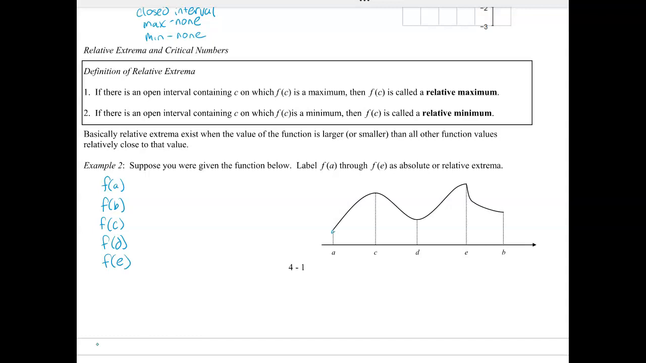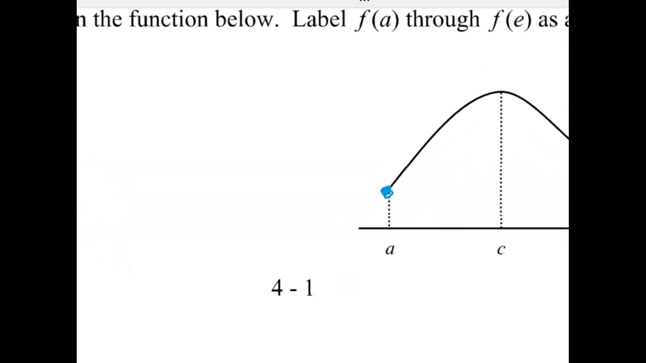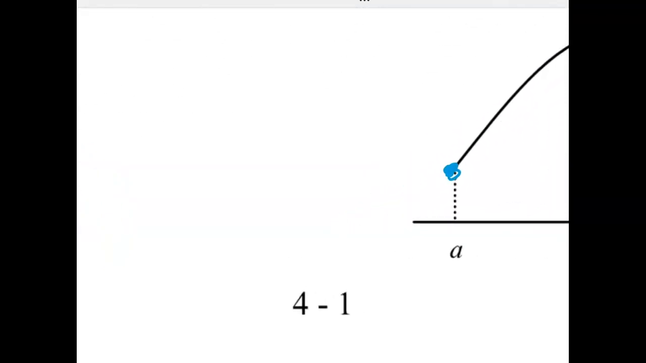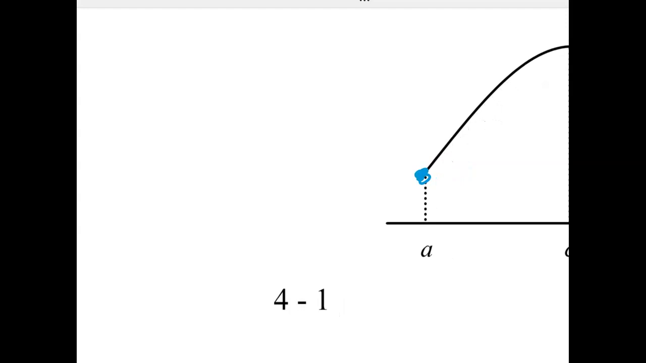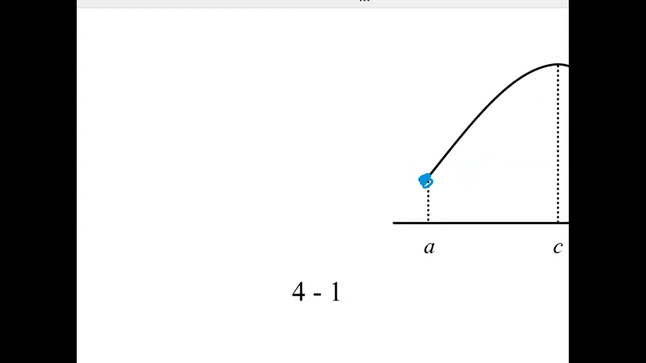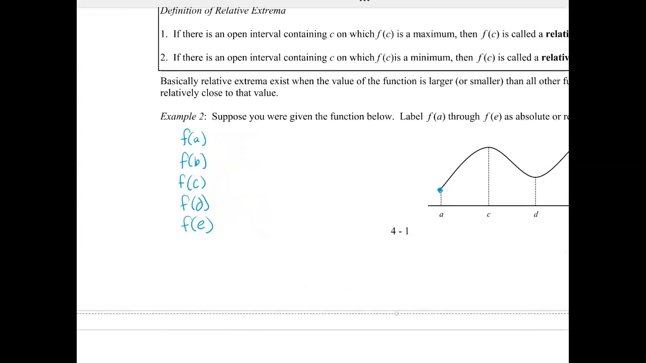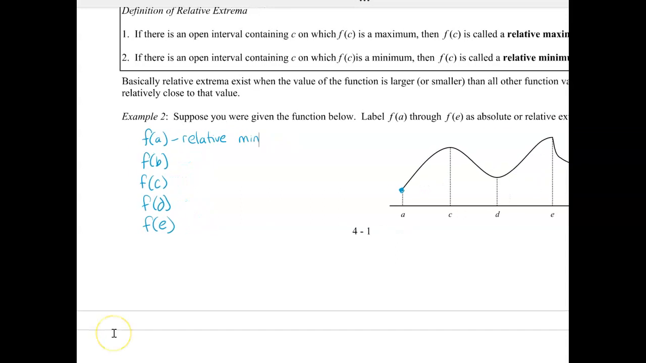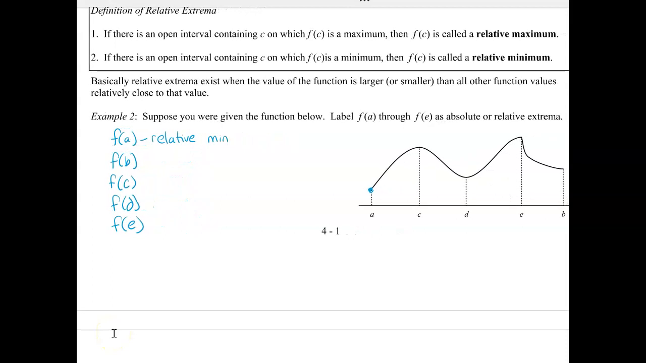Looking at f of a, if I zoom in really, really close, I see that there's only y values to the right of f of a, and a happens to be the lowest point on that particular bit. Therefore, that is going to be a relative minimum. But now I zoom out again and look at my whole graph, and I see that f of a is actually my lowest y value on that entire graph, which means f of a isn't just a relative min, it is the absolute minimum.